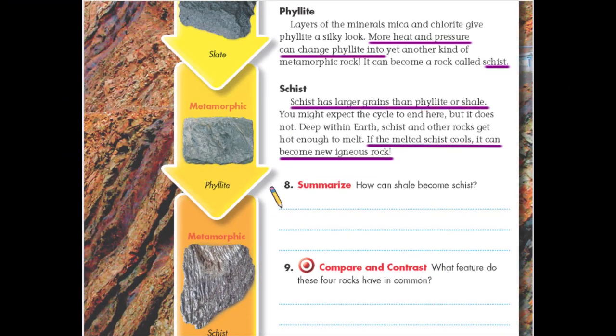We start with the sedimentary rock called shale. With heat and pressure, it changes to a new type of rock called slate. Slate is a metamorphic rock because it comes from another type of rock. With more heat and pressure, slate can change to a new one with a silky look called phyllite. Phyllite with more heat and pressure can also change to a new metamorphic rock called schist. Schist has larger grains than the phyllite rock.